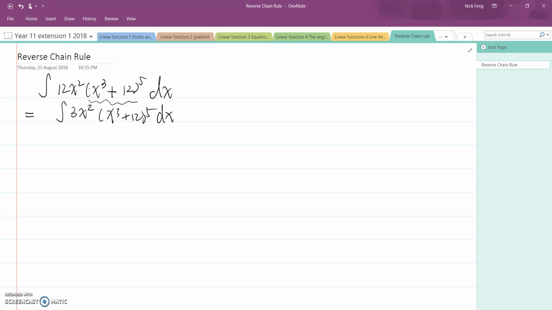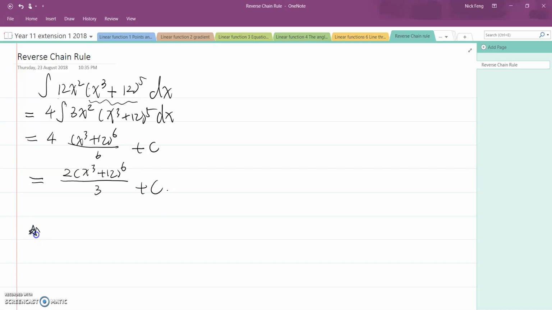Okay, right, and remember we can't change the question. To get from 3 back to 12, you also need to multiply by 4. So now it's ready. 4 multiplied by x cubed plus 12 to the power of 6 over 6 plus c. 4 on 6, that's 2 over 3, plus c. Alright, so this is just a quick revise on reverse chain rule. However, now here is what reverse chain rule actually said.